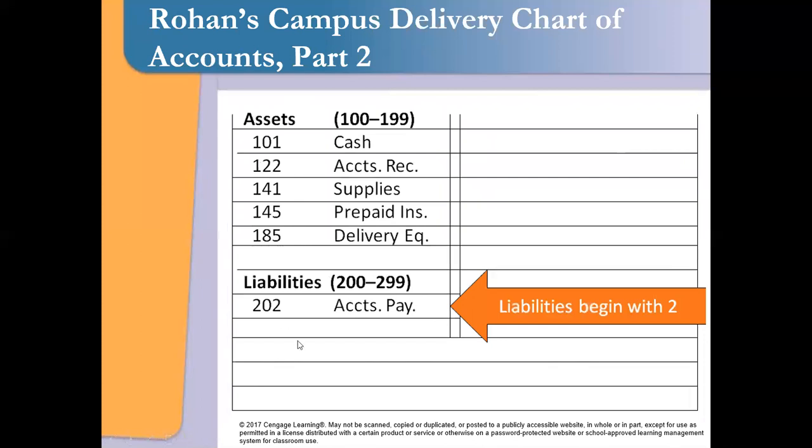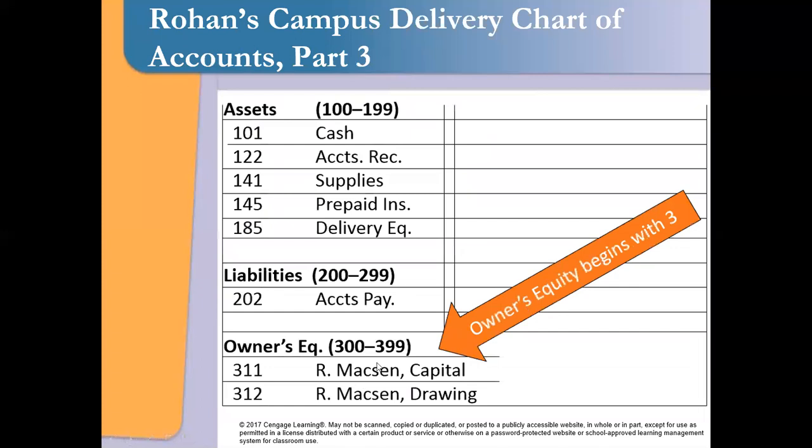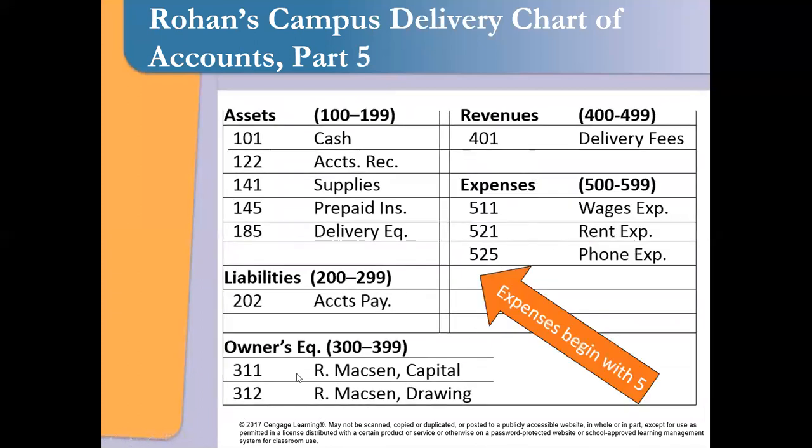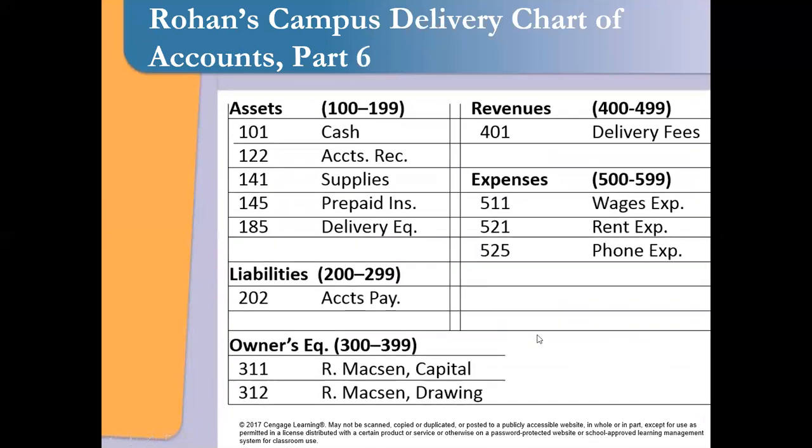Liabilities will start with 2s, right? Accounts payable, etc. The owner's equity accounts will start with 3. Our revenue accounts will start with 4. Our expense accounts will start with 5 and sometimes 6, it just depends. That's typically what I've seen in many businesses, but I won't say most. In the businesses I've come across, I've seen this layout. So typically your asset accounts start with 1, liabilities start with 2, owner's equity 3, revenues 4, and expenses 5 and 6.